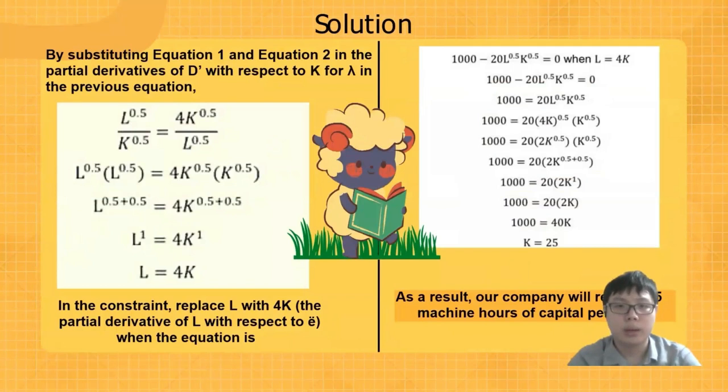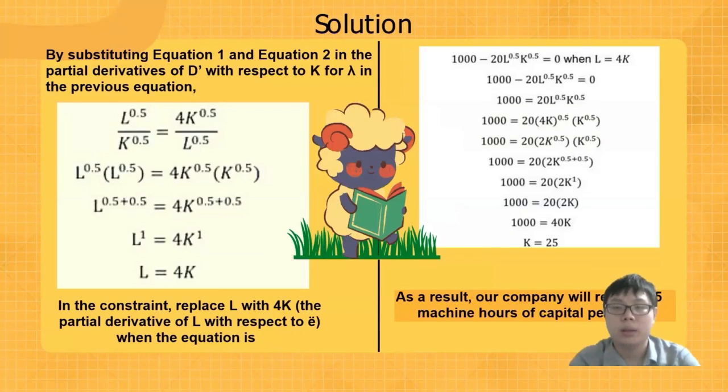By equating the two expressions for lambda from equation 1 and equation 2, we have L to the power of 0.5 over K to the power of 0.5 is equal to 14K to the power of 0.5 over 10L to the power of 0.5. So we get L is equal to 1.4K. In the constraint, replace L with this expression in K. The partial derivative with respect to lambda, the equation is 1,000 minus 20 L to the power of 0.5, K to the power of 0.5 is equal to 0 when L is substituted. So we move negative 20 L to the power of 0.5, K to the power of 0.5 to the right side.